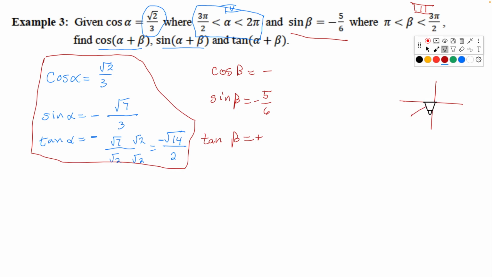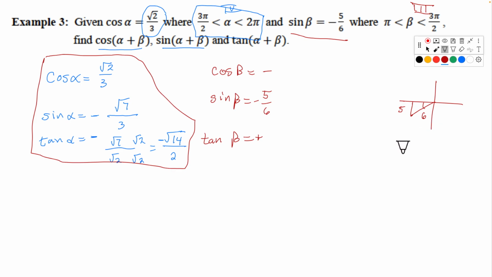I don't know exactly what it is, but there's my beta. So I know the opposite over hypotenuse, so that's going to be 5 here and 6 there. I just need to find the adjacent side, and then I'll be able to get the other two values that I don't have. Let's see.